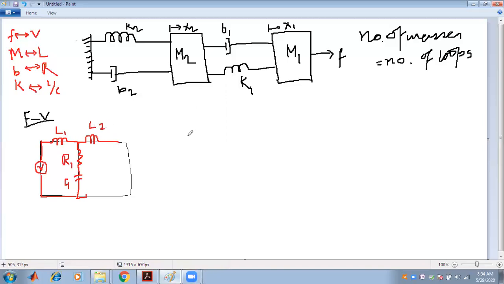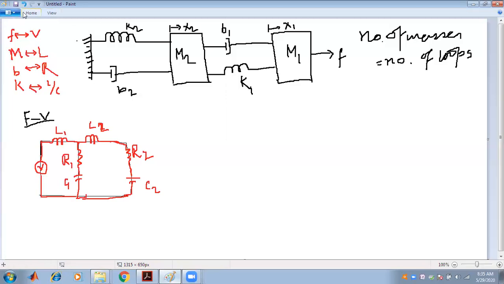Followed by B, which must be replaced by the resistance R2. This is the resistance R2, and K must be replaced by the capacitor C2. So this is the way that we can deal with the force voltage analogy, to get the equivalent electrical circuit of a mechanical circuit with the help of the force voltage analogy.